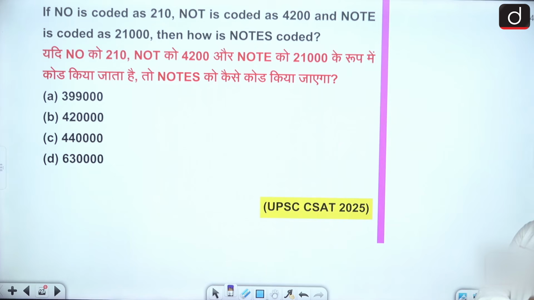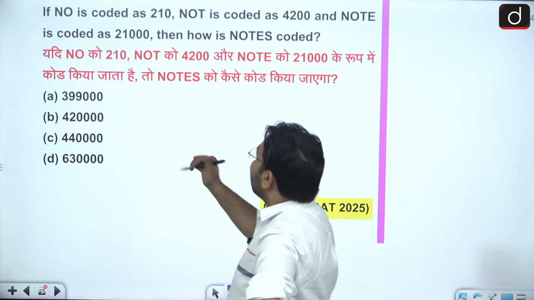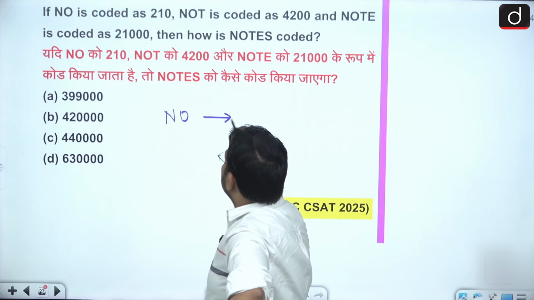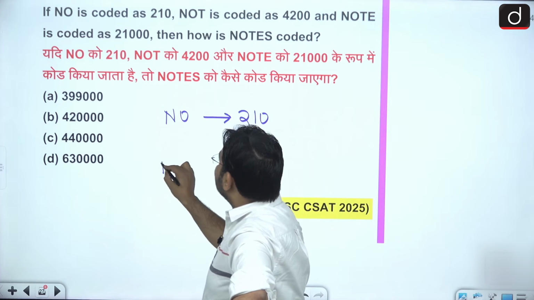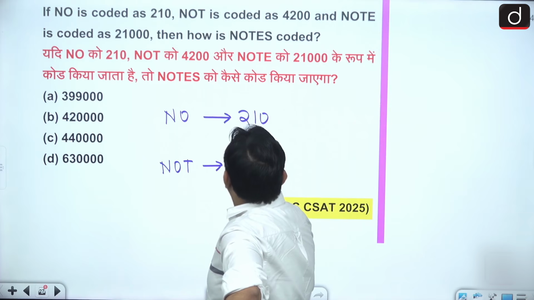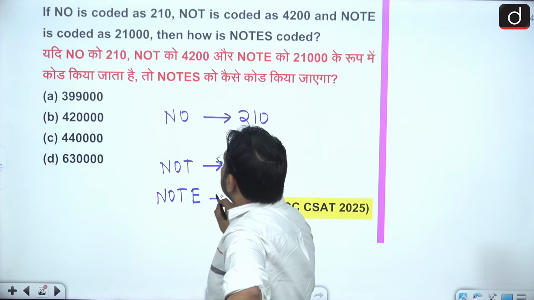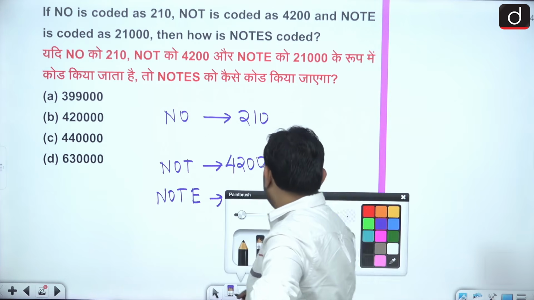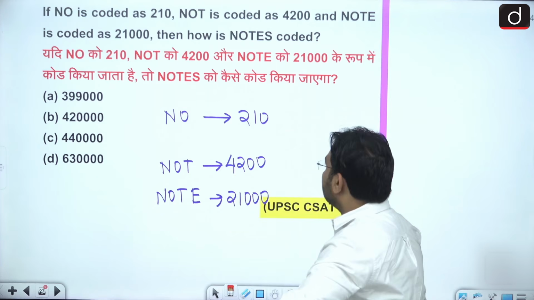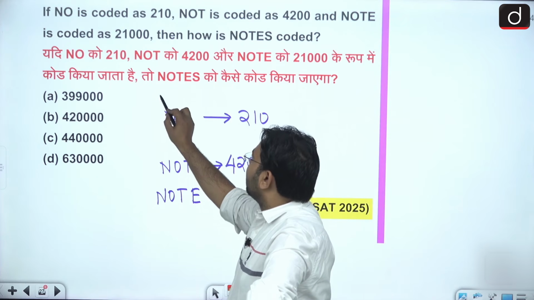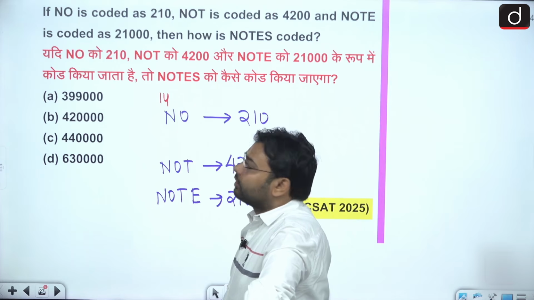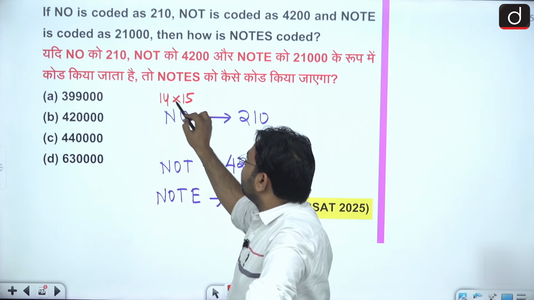If NO is coded as 210, NOT coded as 4200, NOTE coded as 21000, then how is NOTES coded? NO is 210, then NOT is coded as 4200 and NOTE coded as 21000. Now focus on this. The place value of N is 14 and place value of O is 15. So 14 into 15 is 210.